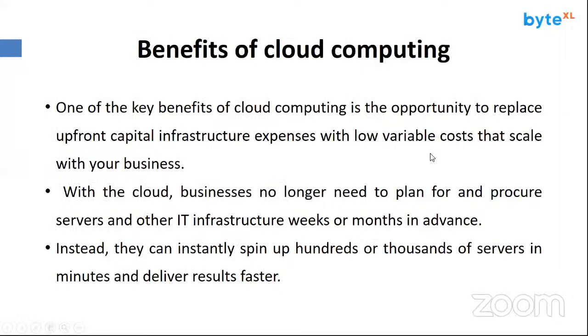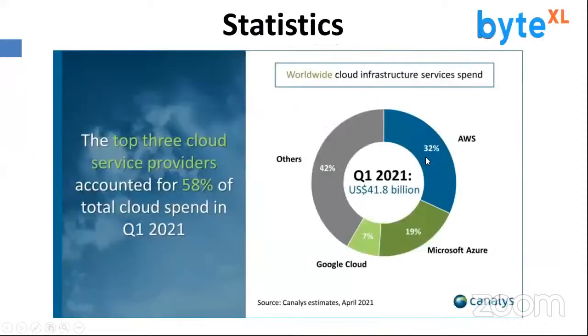And let's move on to the next one. Now let's look at the statistics associated with cloud computing. If you look at the worldwide cloud infrastructure service spend in the year 2021, especially in Q1 of 2021, the overall spend is somewhere around 41.8 billion US dollars. That is huge. And out of which, AWS is the one leading it, followed by Microsoft Azure, Google Cloud and others. So that's the one thing you have to keep in mind.